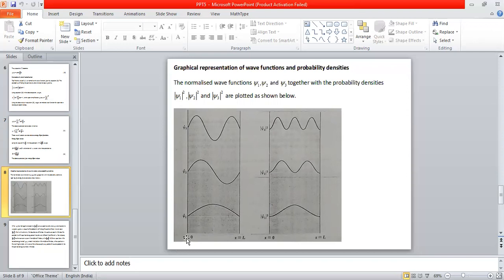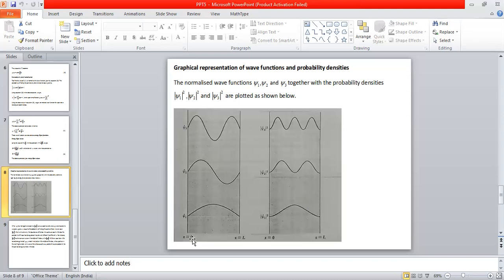So here we have the two boundaries. We know that the particle exists between the two boundaries, x is equal to 0 and x is equal to L. The left side represents the graph of psi1, psi2, psi3, and the right side shows three different curves. Actually, they represent their respective probability densities: psi1 square, psi2 square, and psi3 square. Let us discuss one by one.